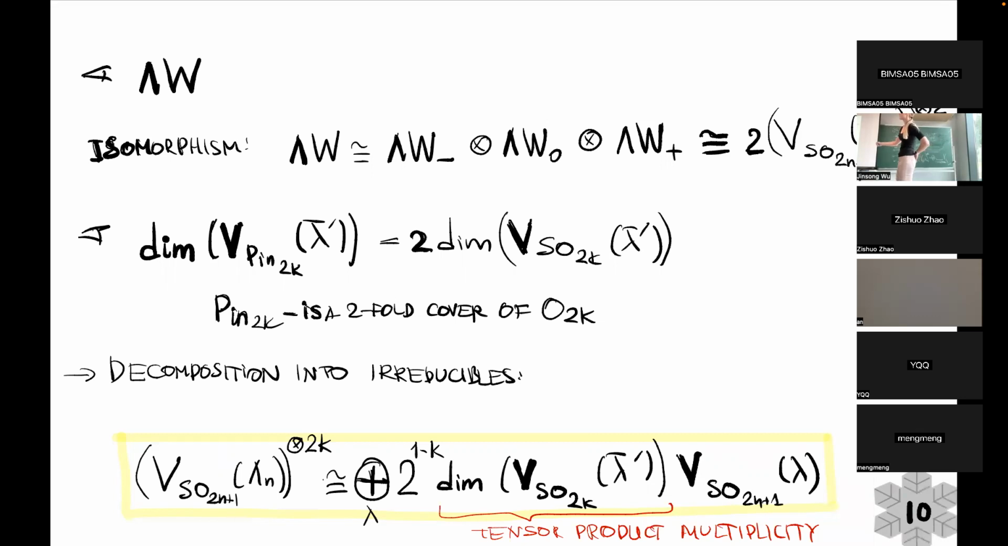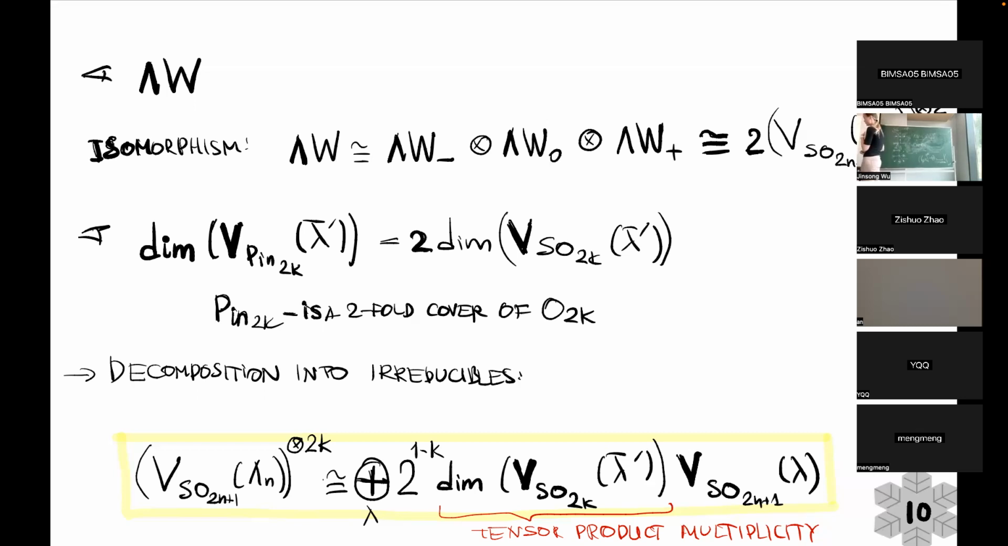Exactly. So this spinor representation is the last fundamental representation. And we have the sizes of the whole exterior algebra of the standard representation, the two types of Euler. So again, right now there is some additional knowledge that the Pin group actually is a two-point cover of O(2K).